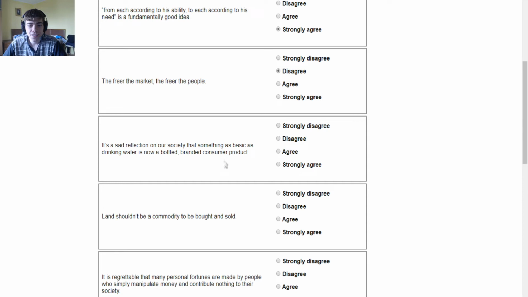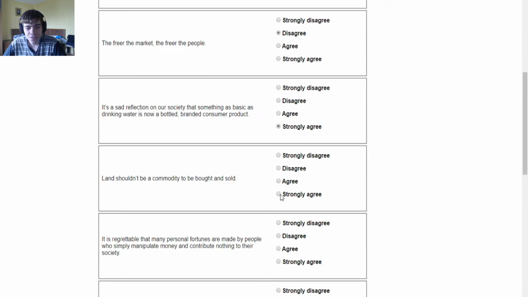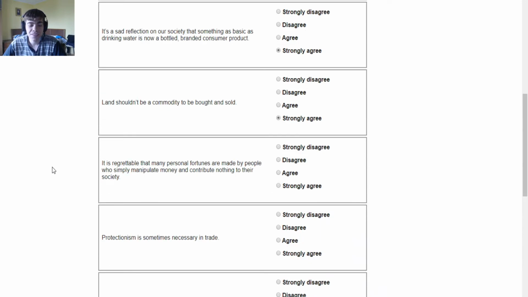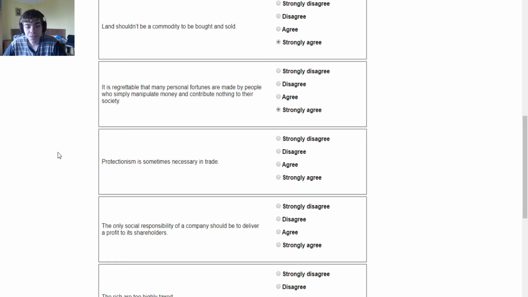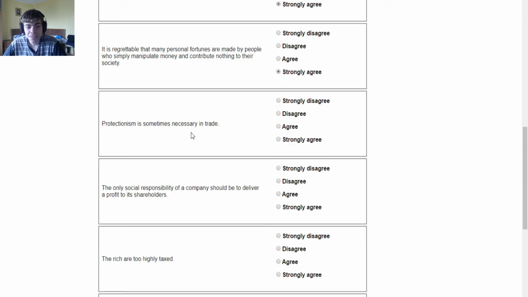It's a sad reflection of our society that something as basic as drinking water has become a bottled, branded consumer product. Yeah, kind of. I mean, that's what you expect. Land shouldn't be a commodity to be bought and sold. I would strongly agree with that. It's pretty limited, so we should have at least housing guaranteed. It is regrettable that many personal fortunes are made by people who simply manipulate money and contribute nothing to their society. Yep, they want people to work. Protectionism is sometimes necessary in trade.